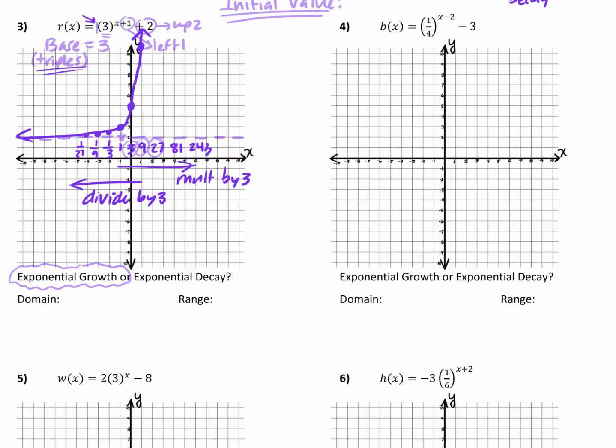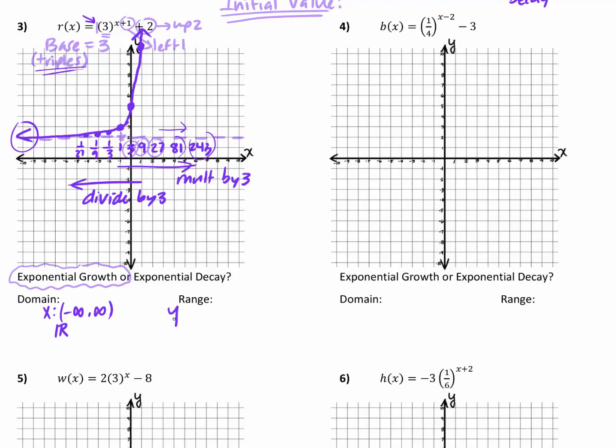Now, we haven't talked about domain and range. So the domain here, the x values that this graph uses, goes left forever, and it continues to go outwards to the right. It will have heights further and further out in that direction, so it is going from negative infinity to positive infinity. If you would like, you may certainly put all real numbers there.